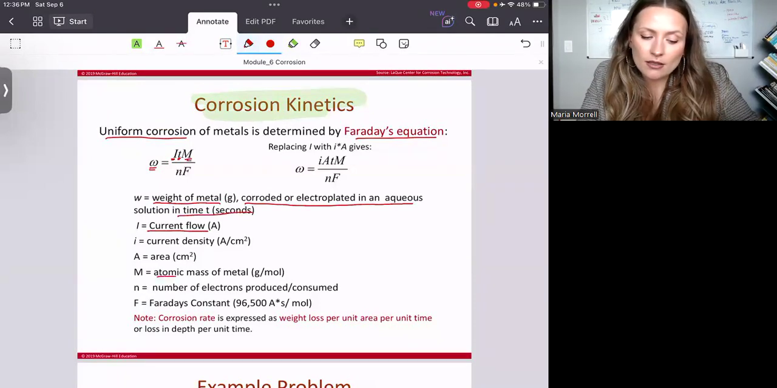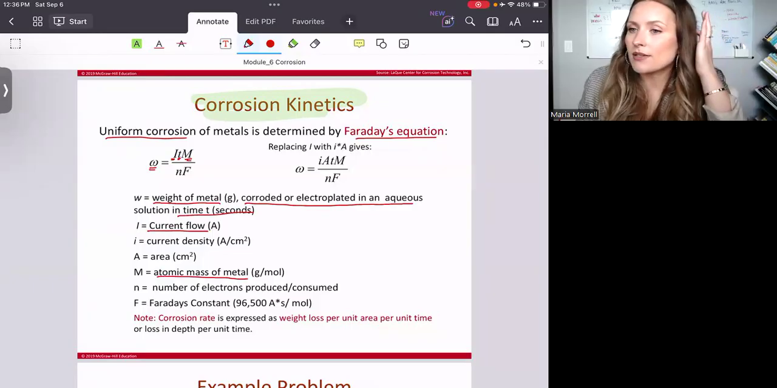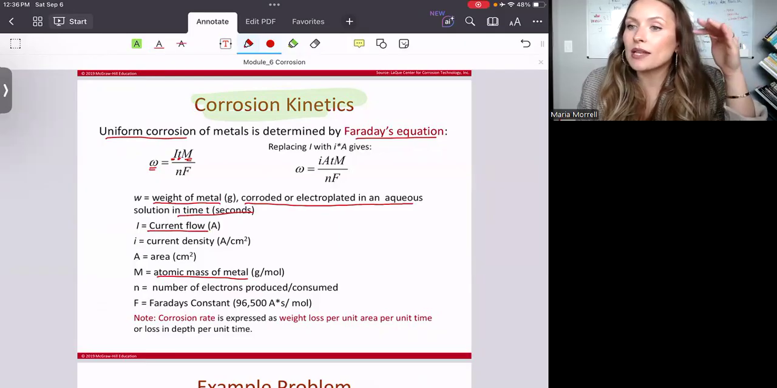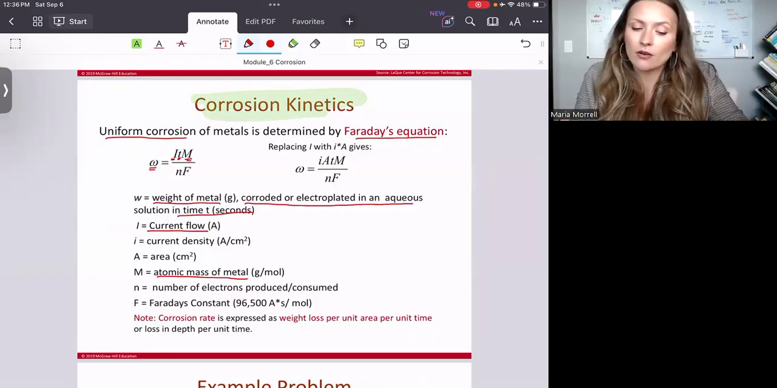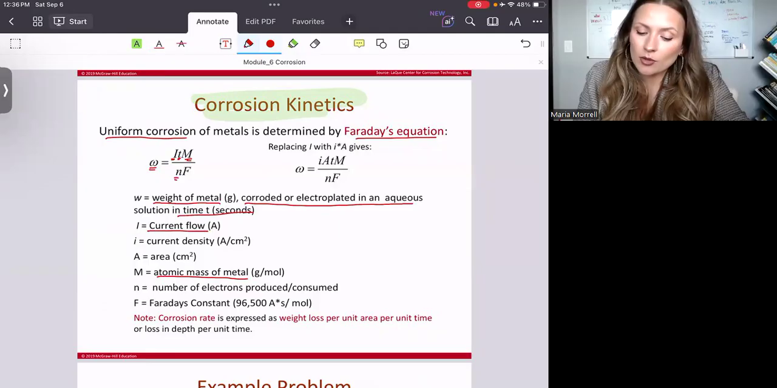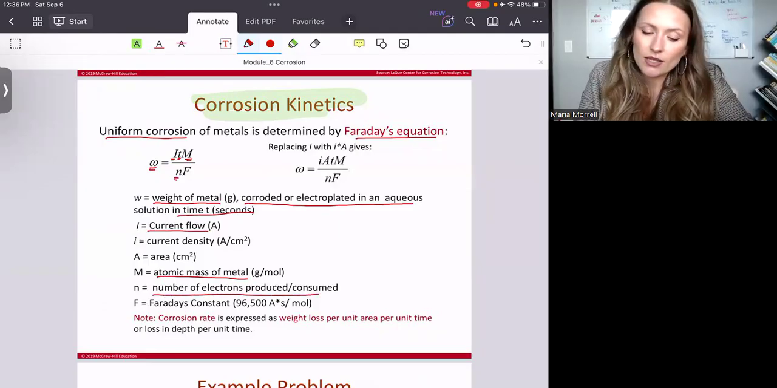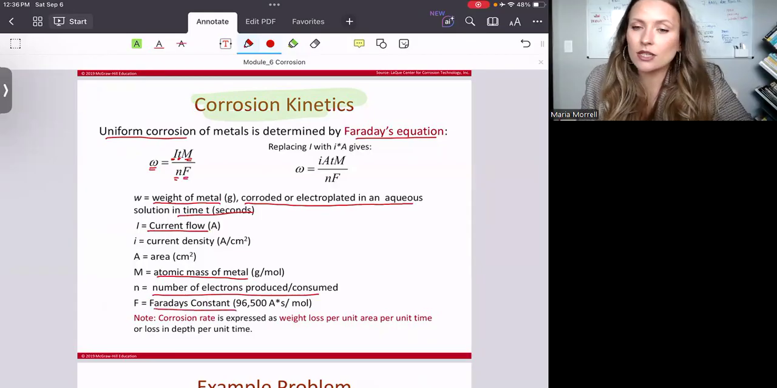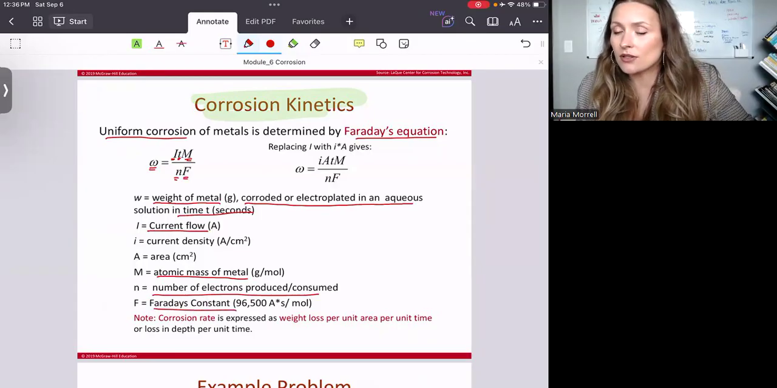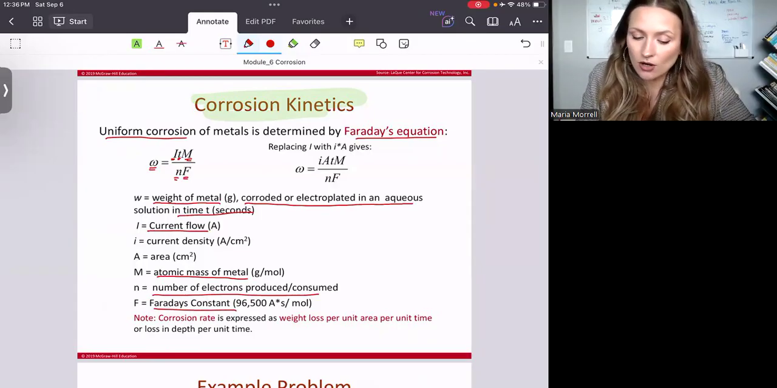The M stands for the atomic mass of the metal, and the units are gram per mole. I will remind you that you can always pick that number from the periodic table, all right? n is the number of electrons either produced or consumed. And F is your Faraday's constant, which is equal to 96,500. And the units are amp times second divided by mole.